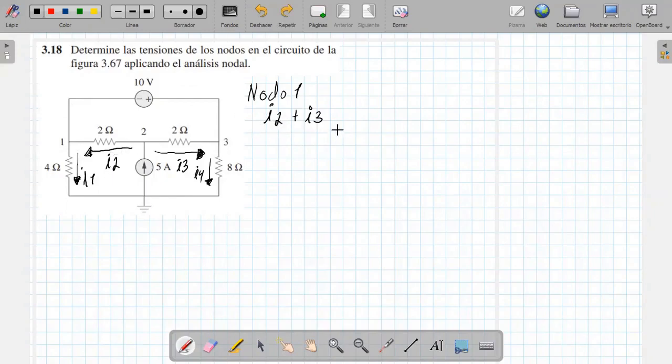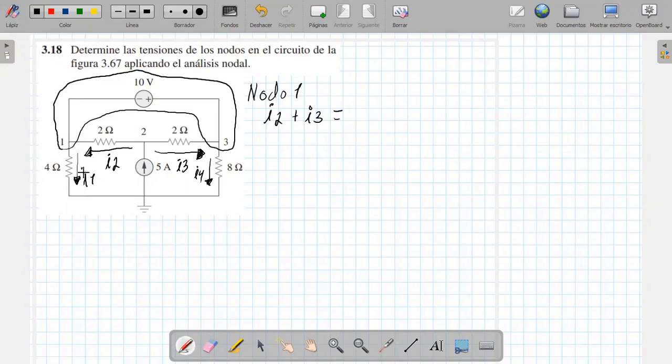Now it's my turn to set this equal to the currents that come out. The first current I see coming out of that whole node that I already identified is the current I1, which comes out from that point, plus the current I4 that also comes out.